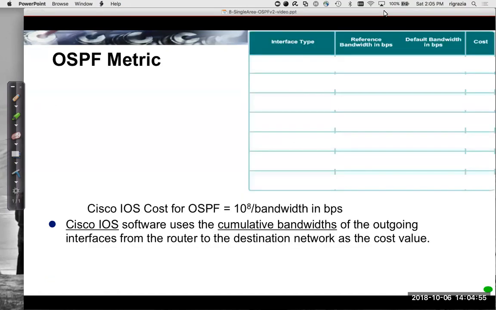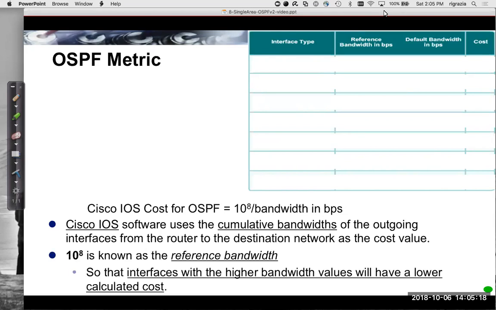Well, Cisco IOS uses 10 to the 8th, 100 million, divided by bandwidth in bits per second. And then what we'll see in a moment, it's the cumulative bandwidth of all the outgoing interfaces from this router to the destination network that determines the overall metric, the overall cost for reaching that network. And that's what we see in the routing table. Okay, 10 to the 8th, or 100 million, is the reference bandwidth. And we're going to use that number divided by the bandwidth.